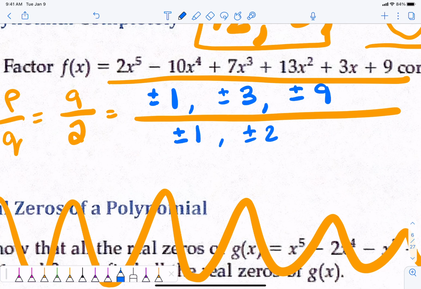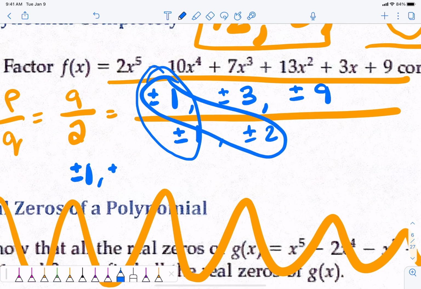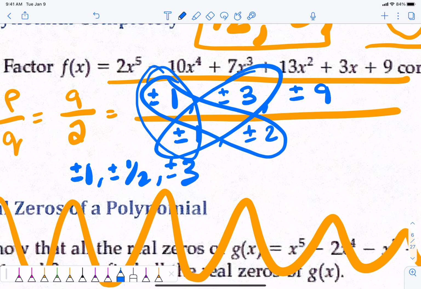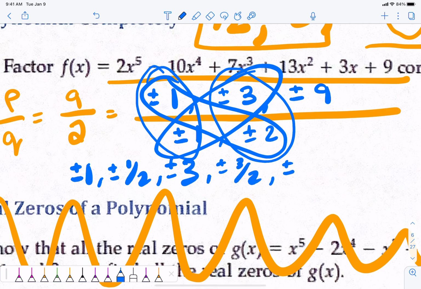Okay? So now we start making our bubbles here. Plus minus 1 over 1 is plus minus 1. 1 over 2 is 1/2, so plus minus 1/2. Okay? 3 over 1 is plus minus 3. 3 over 2 is plus minus 3 over 2. 9 over 1 is plus minus 9. 9 over 2 is plus minus 9 over 2. Okay, let's write out our decimals here. 1/2 is 0.5. 3 over 2 is 1.5, and 9 over 2 is 4.5.